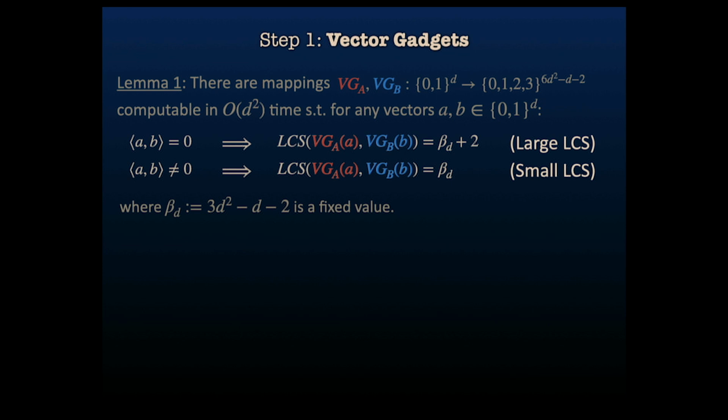Okay, now we move on to the vector gadget. So now we know how to map each kind of bit, and now we have the entire vector. We want to be able to encode a vector, the red vector, the blue vector, in such a way that if the vectors are orthogonal, then the LCS is large. It's like this beta plus 2. And if they are not orthogonal, so there was one place where they are 1, 1, then the LCS is exactly beta. So there's a gap of 2. And beta is some function that depends on d. It's some fixed value. Okay, so how do we do that?